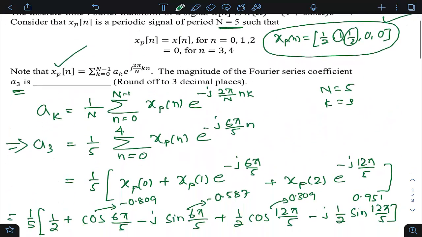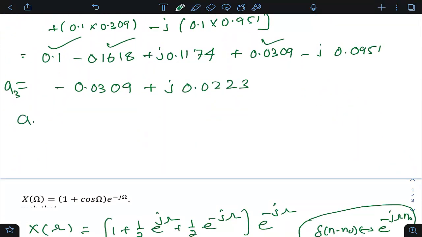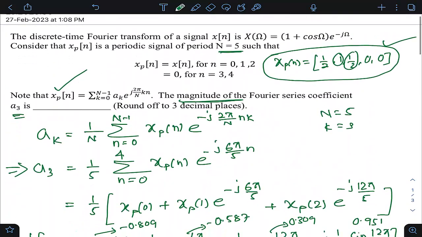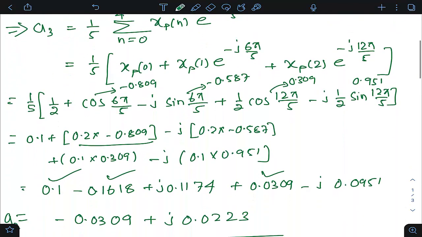But what they're asking? They're asking magnitudes. So magnitude means your A3 mod. So A3 mod, if you find it out, is minus 0.0309 whole square plus 0.0223 whole square. If you find it out, this is coming as 0.038. So the answer is 0.038 for this.